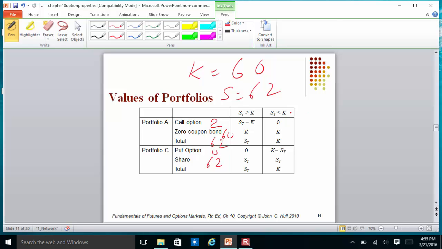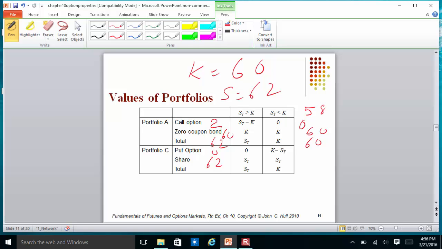Now we can also look at the case where the stock price is less than the strike price. Let's say the stock price is 58. When the stock price is 58, the call is worthless. The zero coupon bond is going to give you 60. So overall you end up with 60.